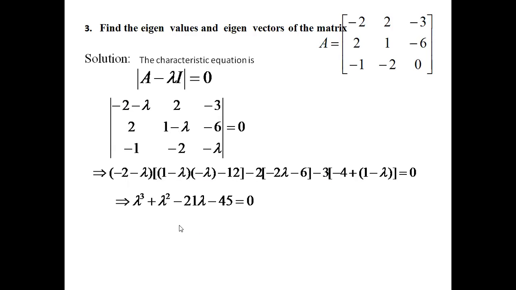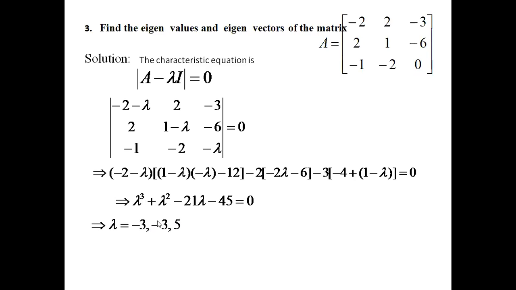If you simplify, finally we get this cubic equation: lambda cube minus lambda square minus 21 lambda minus 45 is equal to 0. Rest thing is to find the values of lambda using a calculator. If you use the calculator, feed all these coefficients, we see that the roots are minus 3, 5.